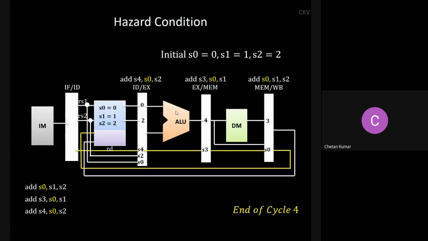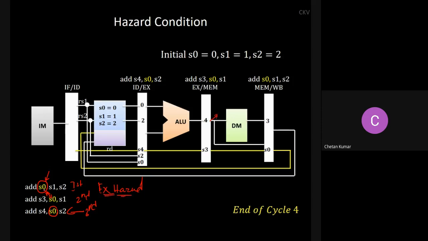Now coming to the condition. Here there is one more forwarding required. That is a case when the destination of the first instruction is same as the source of third instruction. If this is my reference, this is first, second, and third. If there is a dependency between first and second, then we call it as EX hazard. The reason is we forward from the output of EX stage. So that is why we call it as EX hazard.